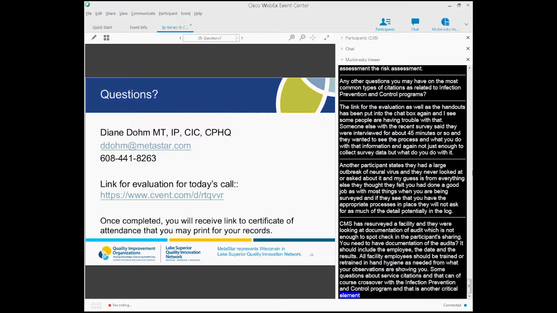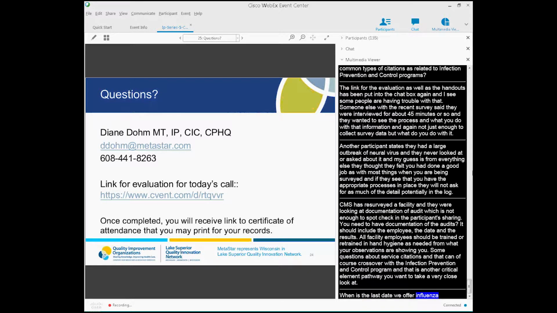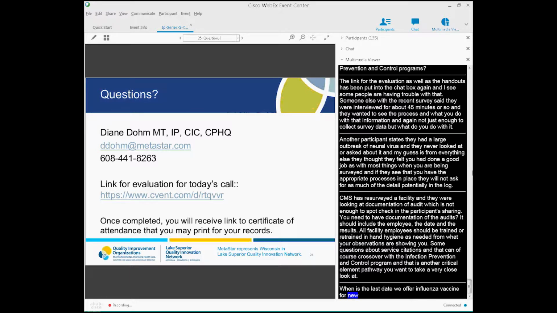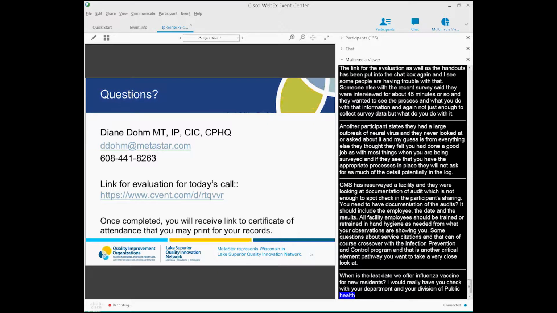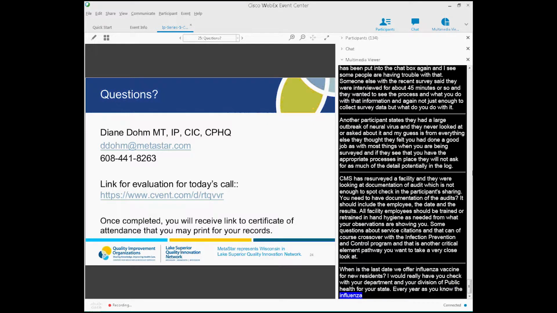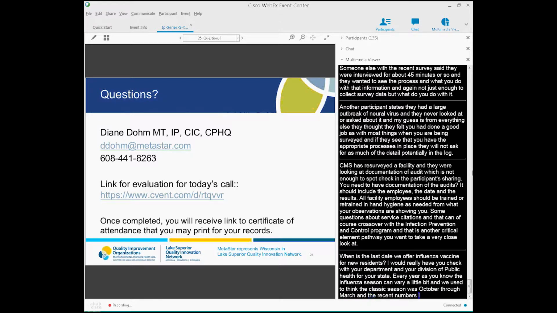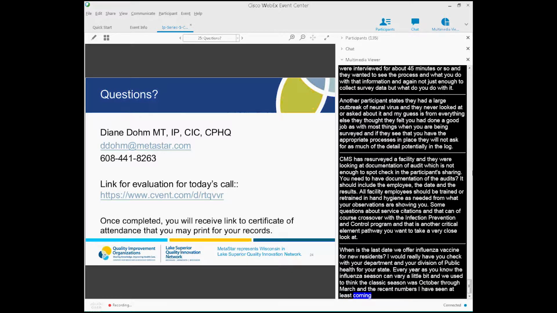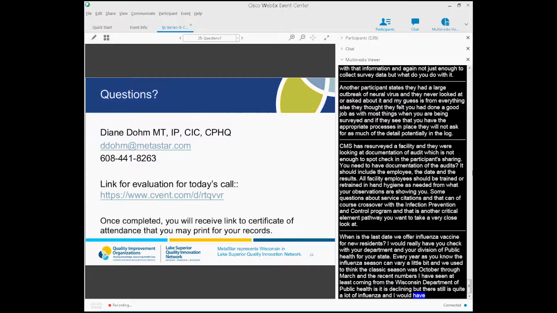When is the last date that we offer influenza vaccine for new residents? I would really have you check with your department, your Division of Public Health for your state. Every year, as you know, the influenza season can vary a little bit. We used to think the classic season was October 15th to March 15th. The recent numbers that I've seen, at least coming from the Wisconsin Department of Public Health, is that it is declining, but there still is quite a lot of influenza out there. So I would have you check with your Division of Public Health and see what they're recommending due to what they are seeing.